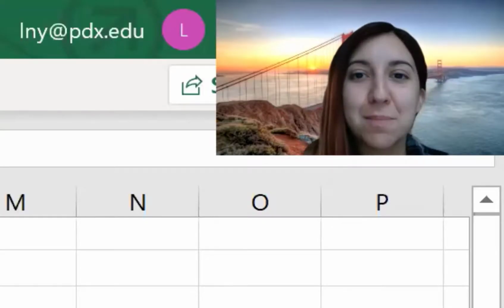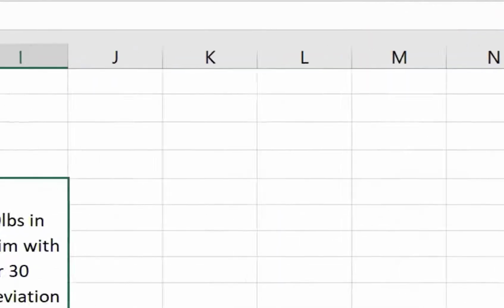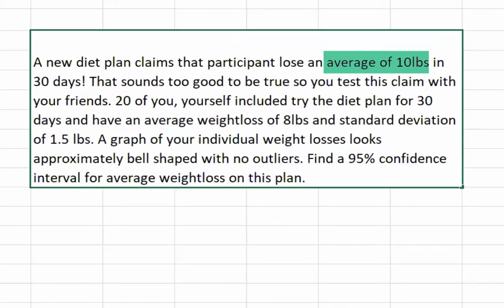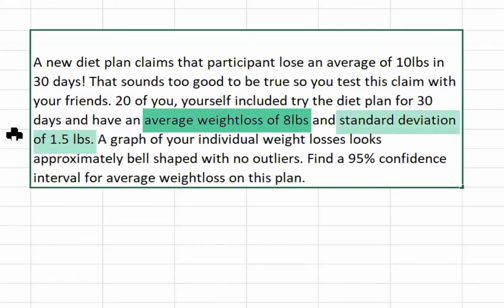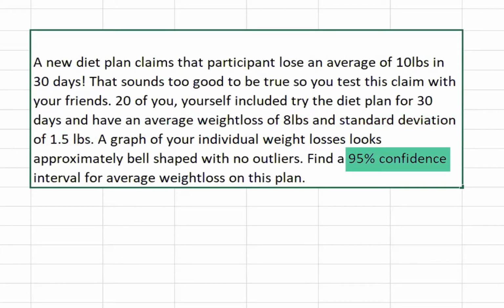There's a new diet plan that claims you can lose an average of 10 pounds in 30 days. Now, that just sounds too good to be true. So you and your friends decide to test it out. You get 19 of you together, so 20 including yourself. You all try out the diet plan for 30 days and find an average weight loss of 8 pounds with a standard deviation of 1.5 pounds. What is a 95% confidence interval for the average weight loss using this plan?